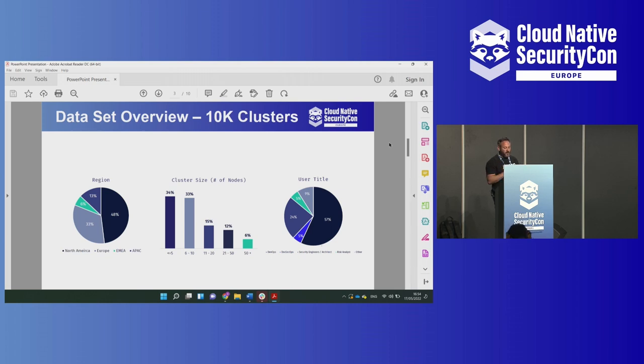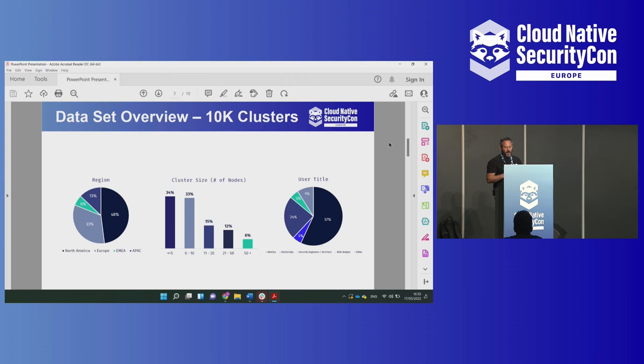In terms of job titles, 57% of the users are DevOps users, which might be surprising to some, but I hope it's not, because many people have the misconception that DevOps don't care about security. Actually, in recent Gartner research, 30% of organizations, when asked who is in charge of Kubernetes security, said that DevOps do that. And we can see it in our data.